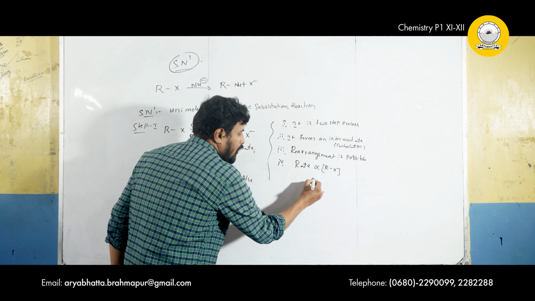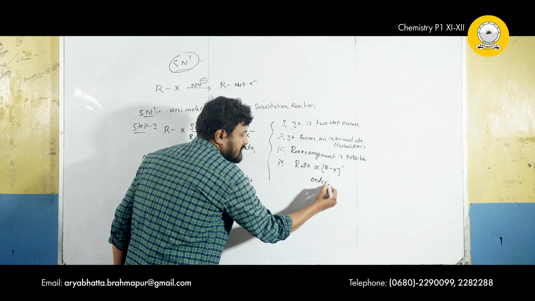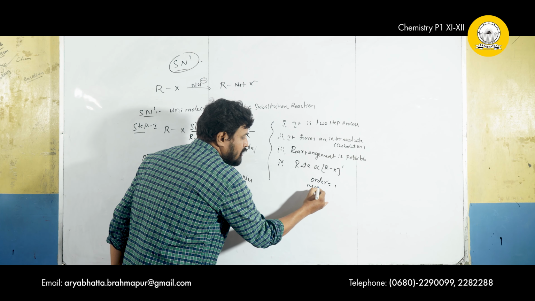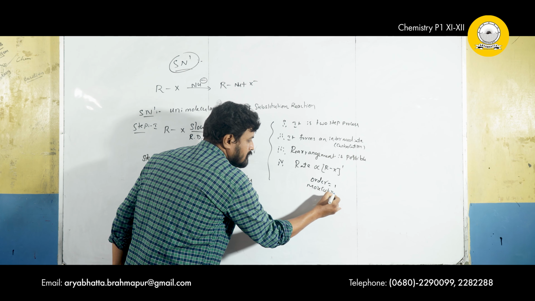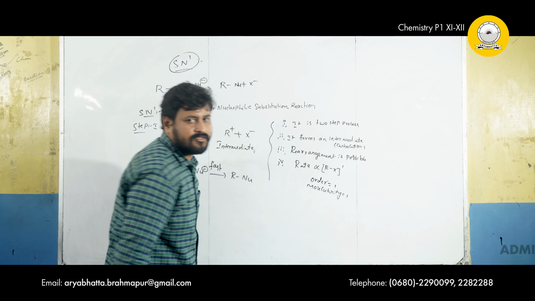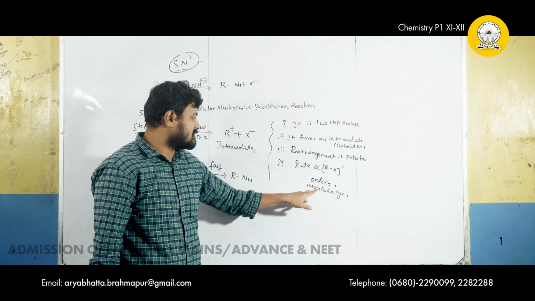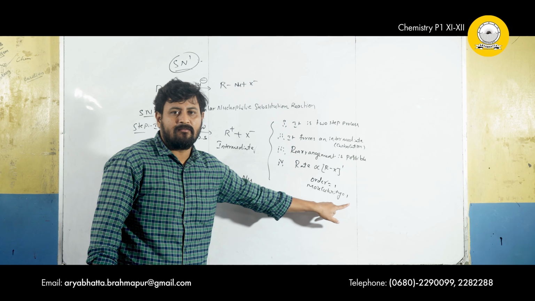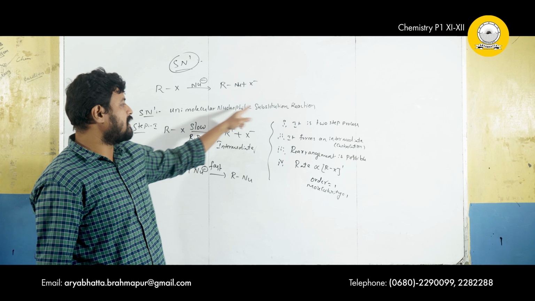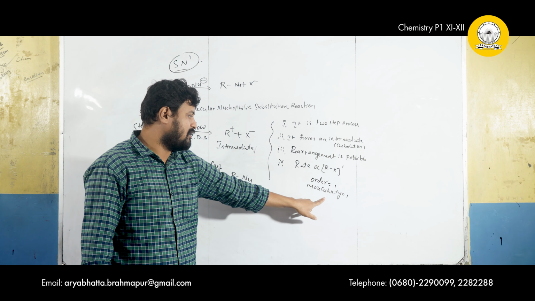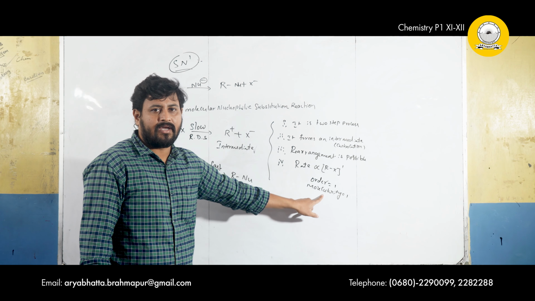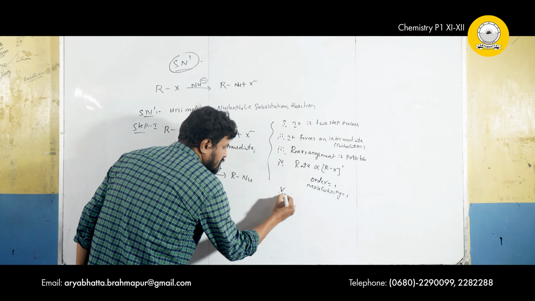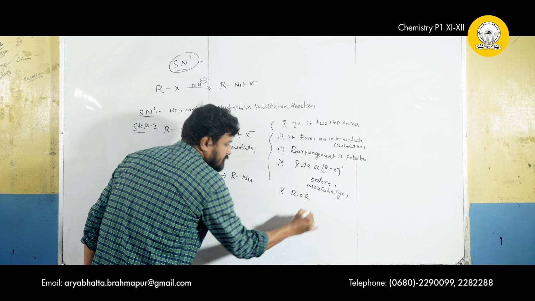In that case, order equals 1, and molecularity is also 1. This is the SN1 mechanism. That's why we say the molecularity is 1, unimolecular. This is the unimolecular nucleophilic substitution reaction. And based on this information, we can write the rate of reaction.